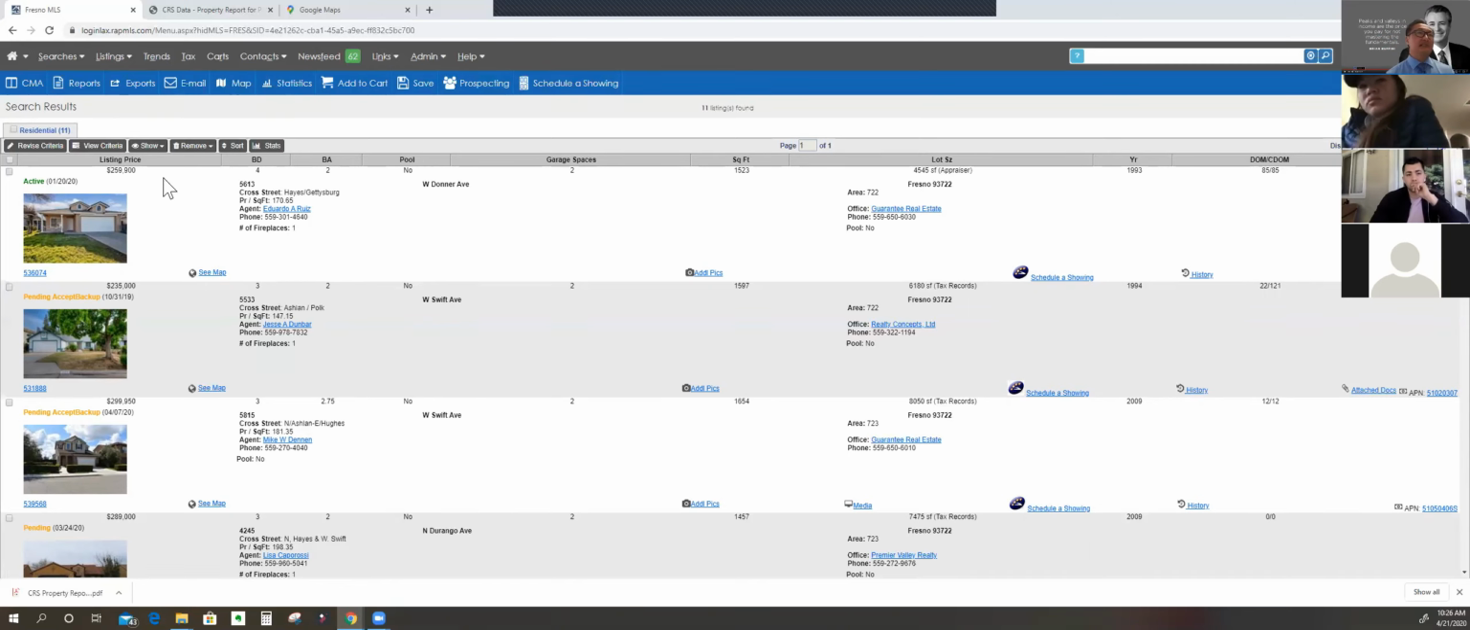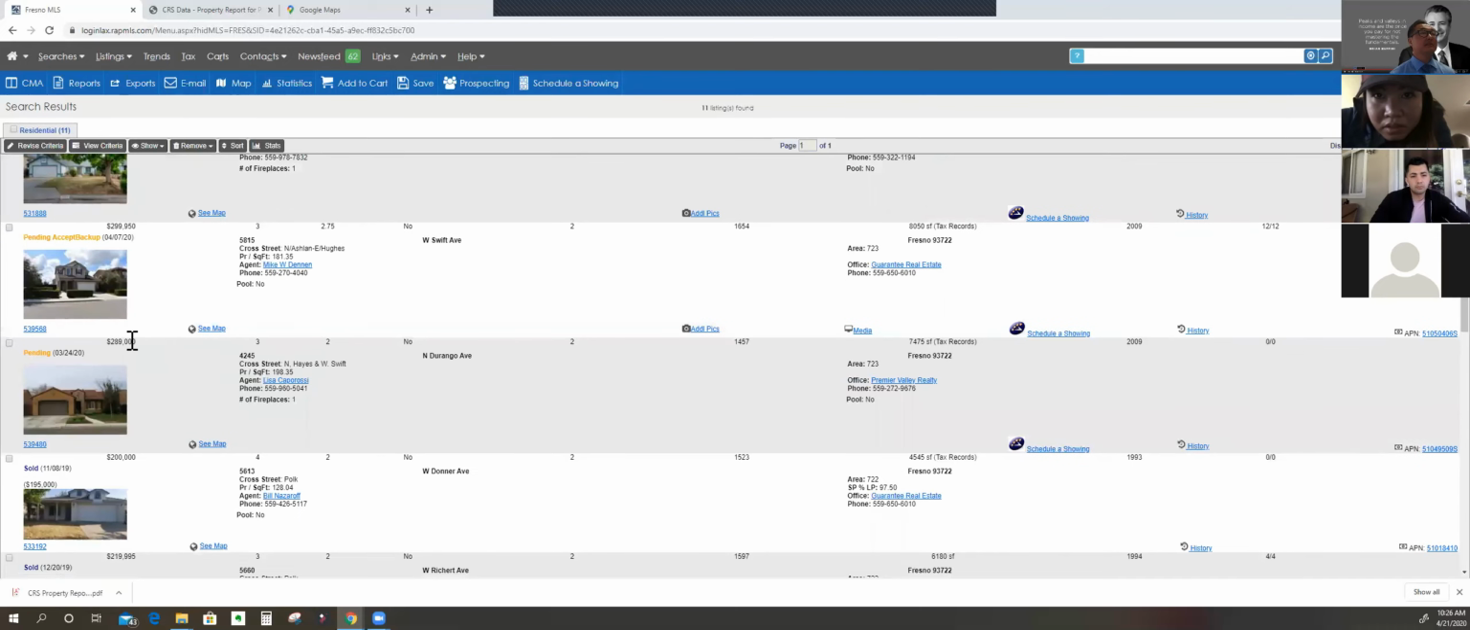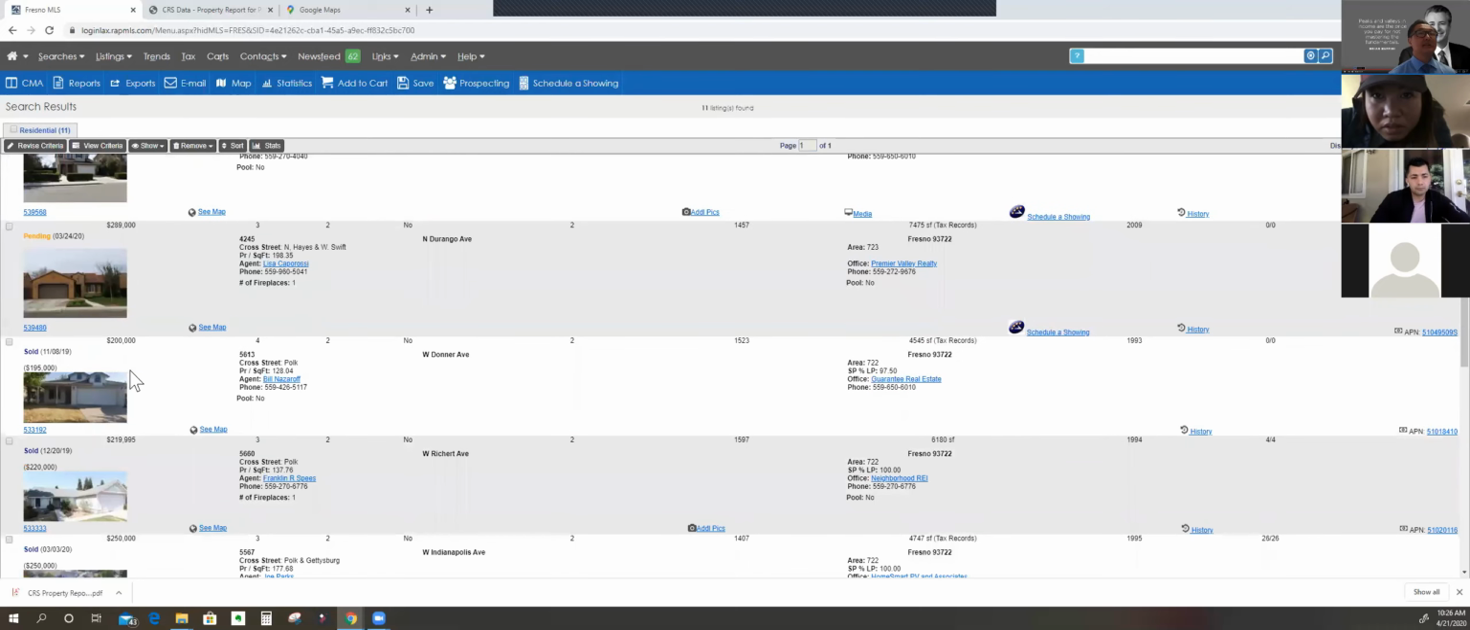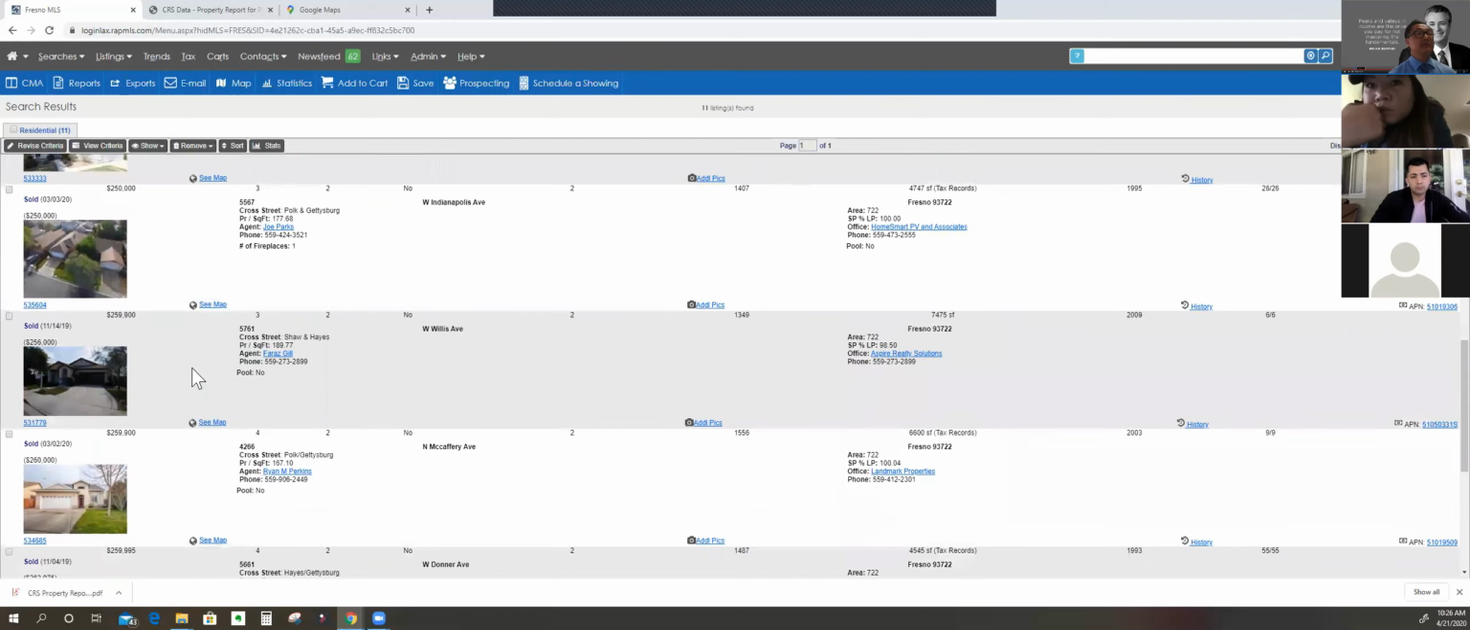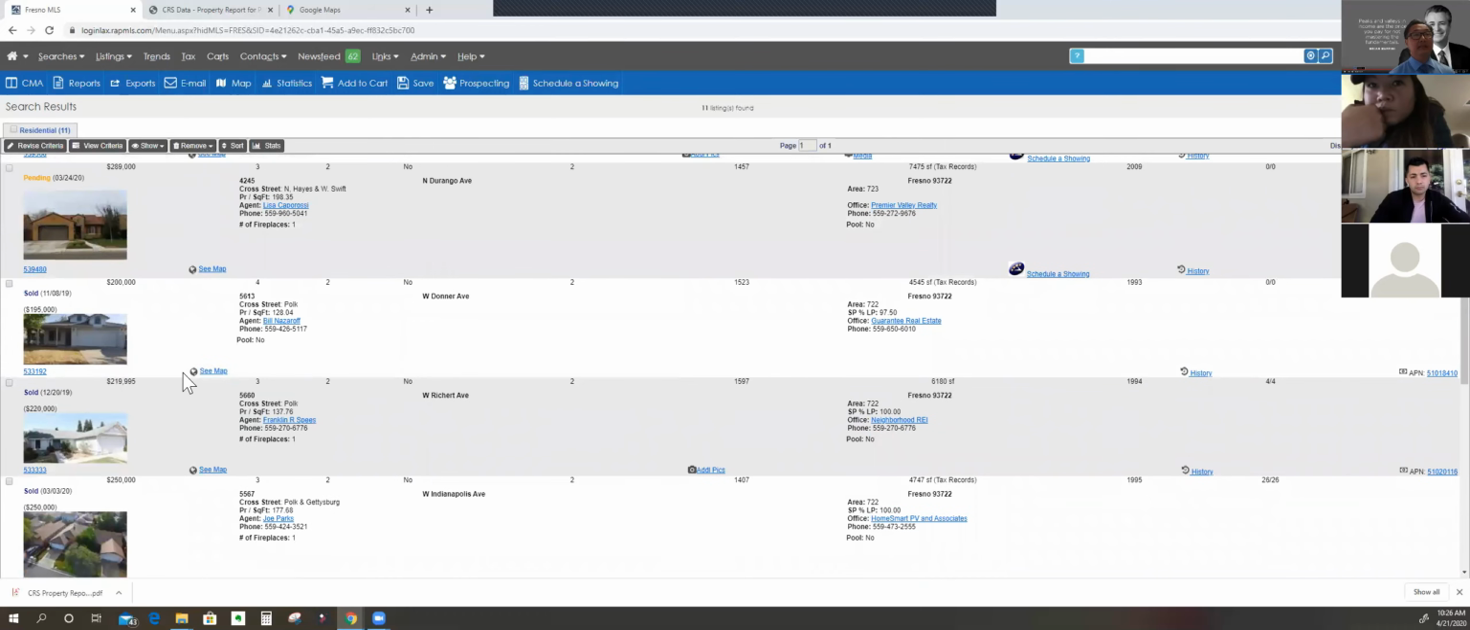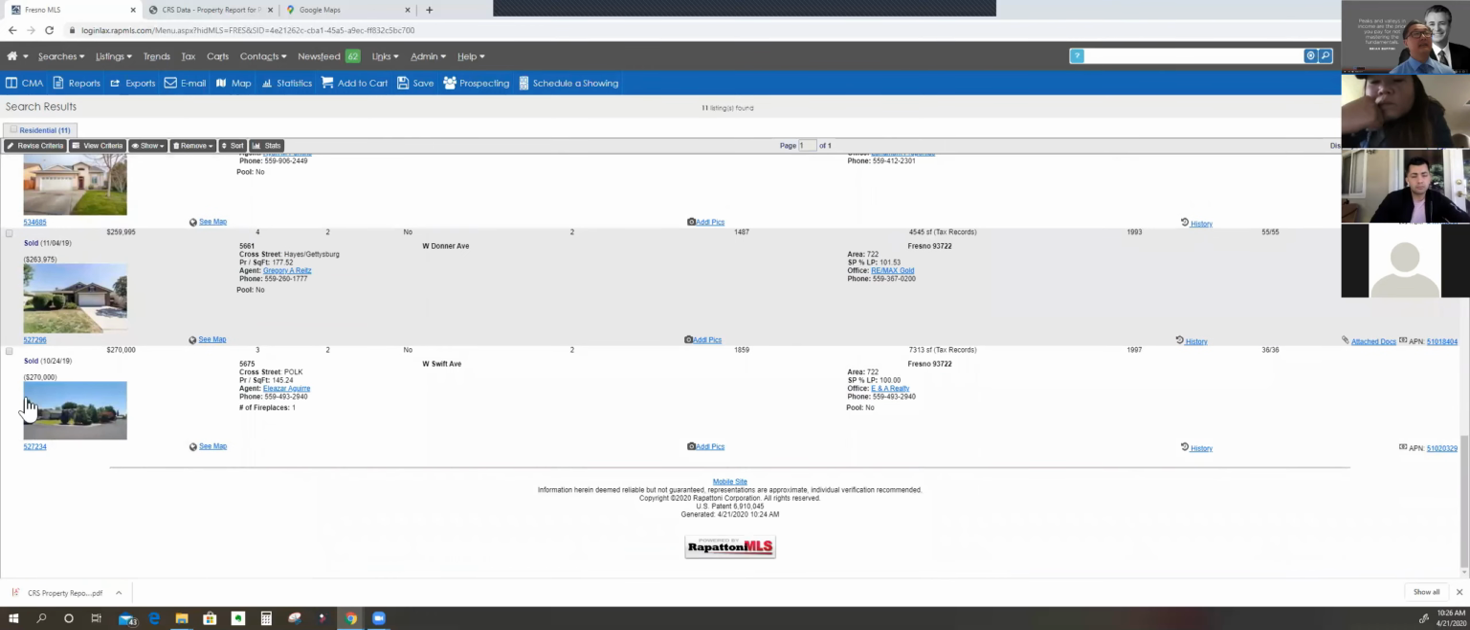Anyway, these are the active properties at 359, 259, 235. That's a pretty tight range. Okay, a low at 200. Bill Nazaroff does foreclosures, so maybe that's one of his deals. So we're looking at a low end of about 195 and a high end of about 270. And that's pretty tight.